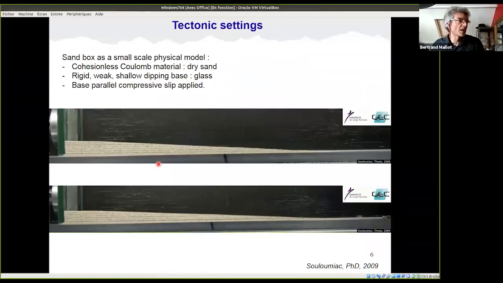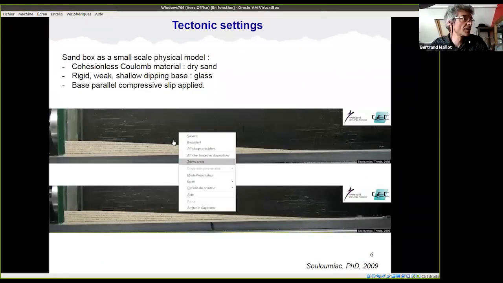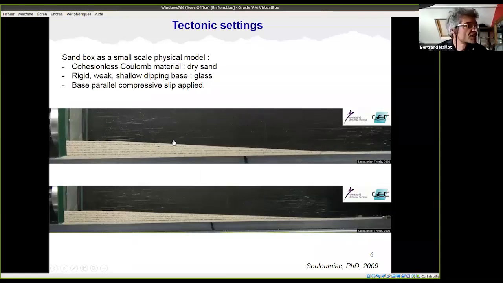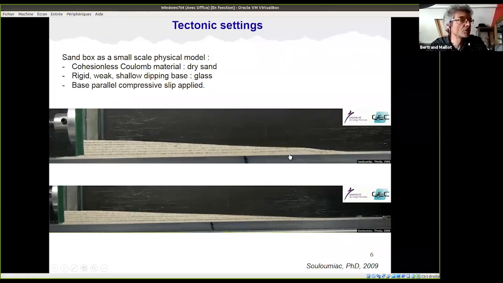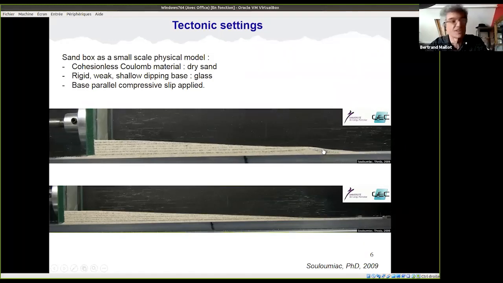Now, let's look at two experiments that are essentially keeping the ingredients that I just talked about in the tectonic settings. You have here a sand layer that will be pushed by this wall to the right. So it has a basal detachment. It's a frictional material, a cohesionless Coulomb material, and it's sliding on a glass base, so it's undeformable. And the base parallel compressive slip is applied. If you take this sand wedge, as you can see, it is sliding freely on the base. And no internal deformation except at the front, of course, where it's dying out.